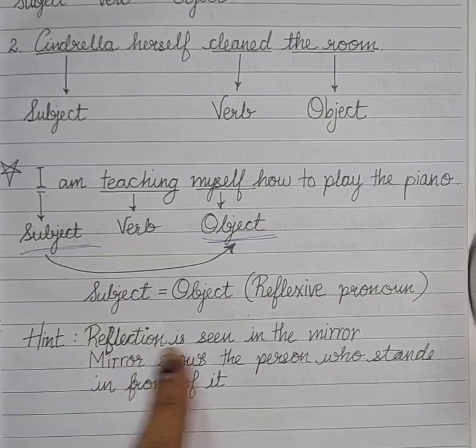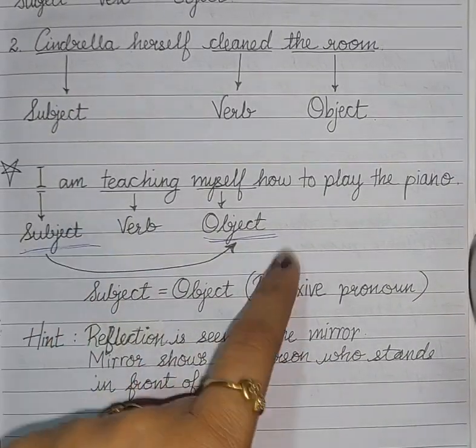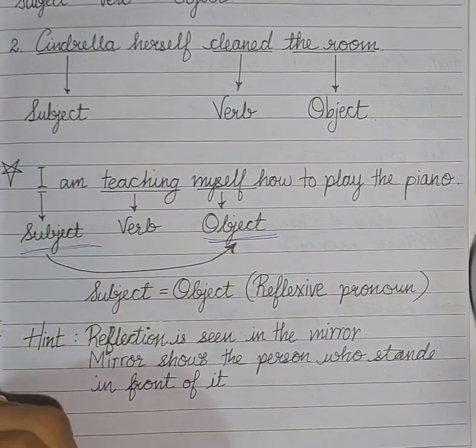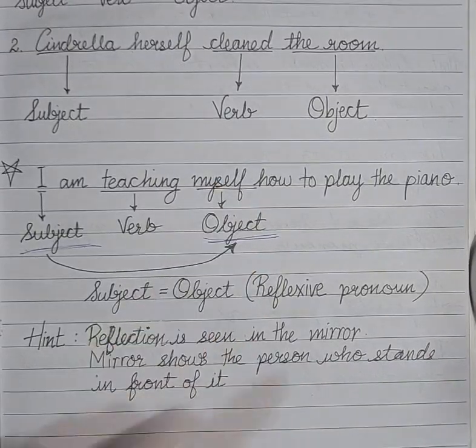And hint, reflection is seen in the mirror. So always remember, when it is same, subject is equal to object, it will be a reflexive pronoun. Okay, so here in this sentence, myself is a reflexive pronoun.